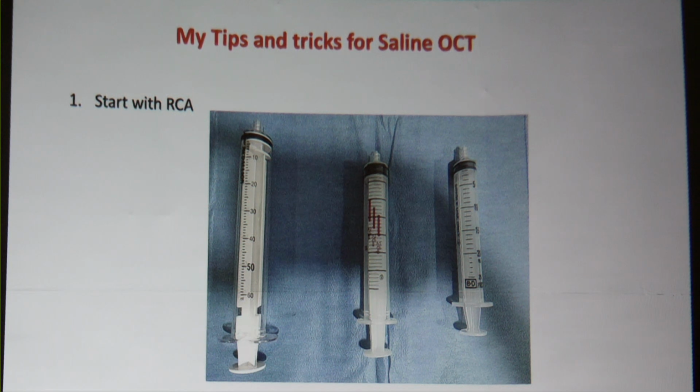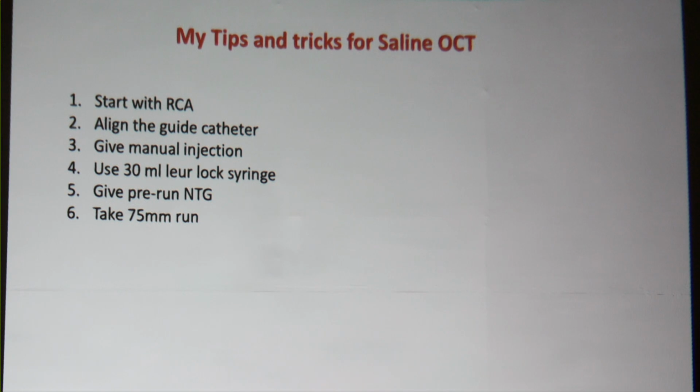And recently, for measuring a big left main while doing left main PCI, we are even using a tower syringe, 50 ml syringe. We have observed that it's not the pressure, it's largely the volume that is required. So whenever you are trying to do saline OCT, start with RCA, align your guide catheter with the artery that you are trying to image, always give manual injection, and use a 30 ml Leolox syringe for left and 20 ml can be used for the right.